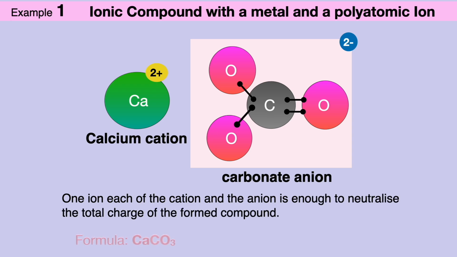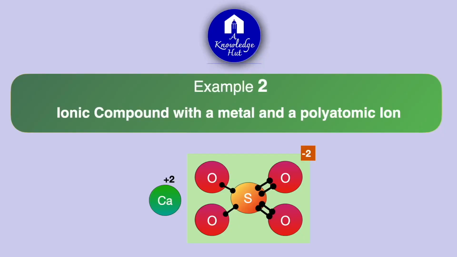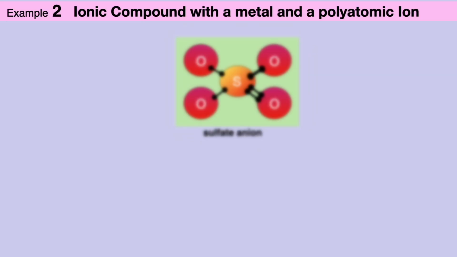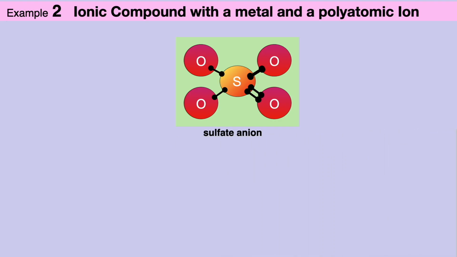The formula of the compound is CaCO3 and it is named calcium carbonate following the cation first, anion later convention. In this example too, we discuss an ionic compound created by a metal and a polyatomic ion. This time the polyatomic ion is a sulfate anion with an overall charge of -2. The sulfate ion is made of 1 sulfur and 4 oxygen atoms which are bonded together by covalent bonds.